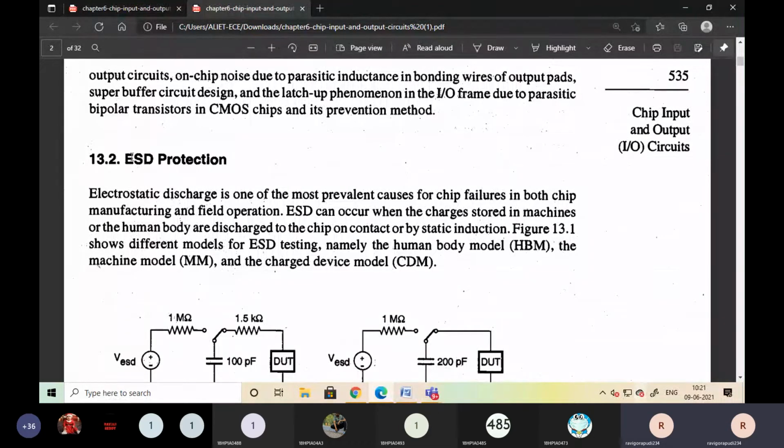So this is an unwanted effect, because of this the chip or IC may get damaged. To avoid this electrostatic discharge, we have to protect the IC in different ways. Before going to discuss ESD protection, we'll see the types of discharges now.